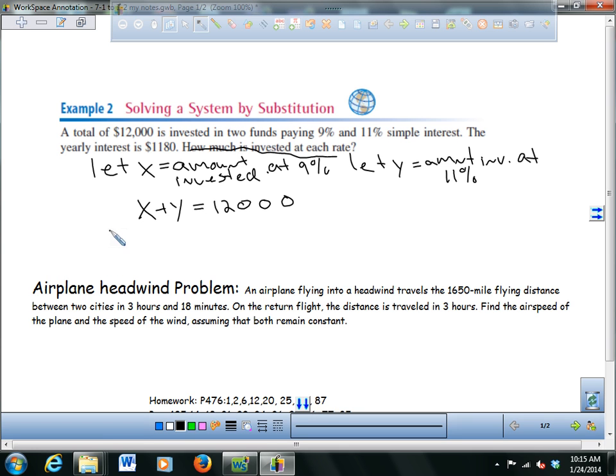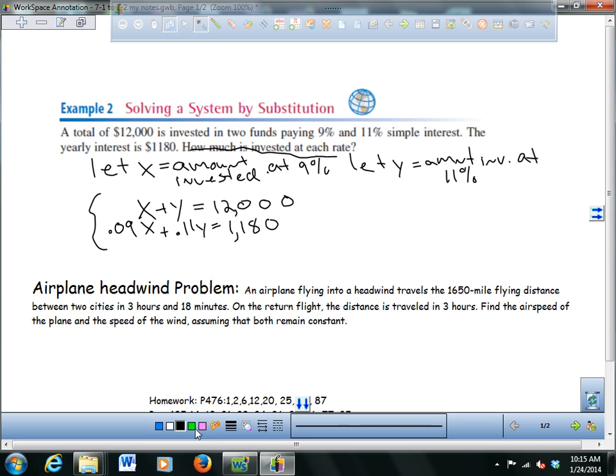Okay, so 0.09x plus 0.11y equals 1,180. Did I do that right? Okay. Now what would be the easiest way to solve this? Well, there are a couple of ways. What do you think? Elimination? Maybe substitution. I kind of like elimination for this one.